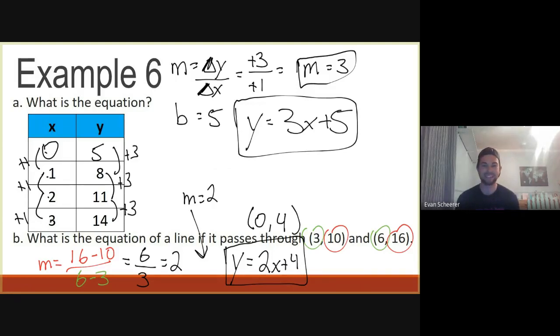Hopefully that made sense. Next lesson, we'll figure out a lot easier way to do that. That's just kind of the intro to next lesson. We're going to find a formula where if we know the slope and a point on the line, we can automatically find the equation using a different formula.